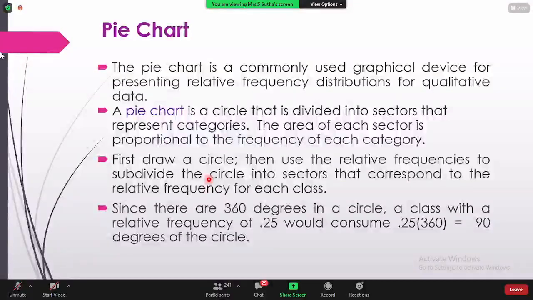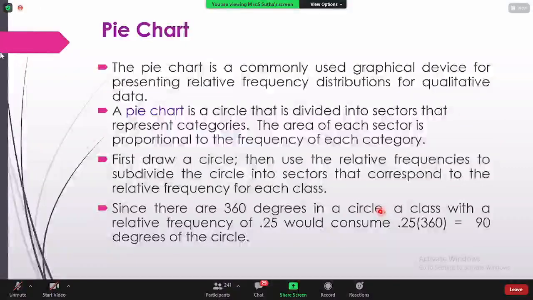So the pie chart is a circle that is divided into sectors that represent categories. The area of each sector is proportional to the frequency of each category, proportional to the total frequency of each category. So first we have to draw the circle. Then we have to use the relative frequencies to subdivide the circle into sectors that correspond to the relative frequency.